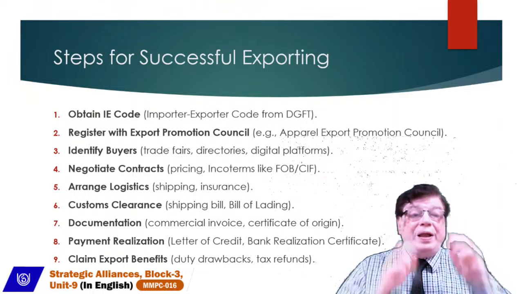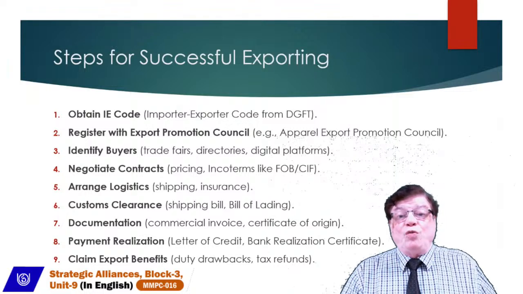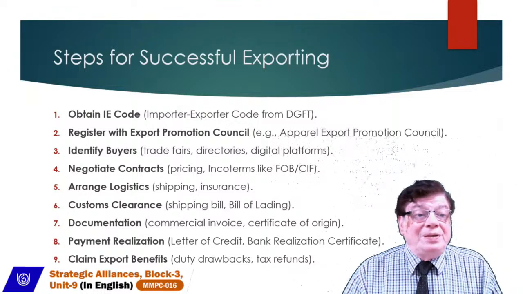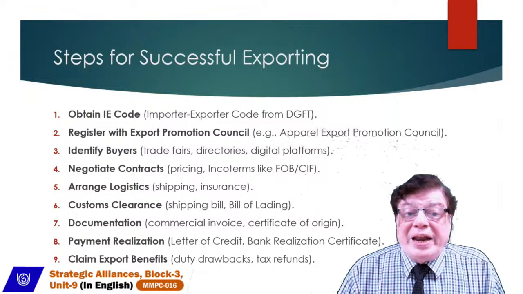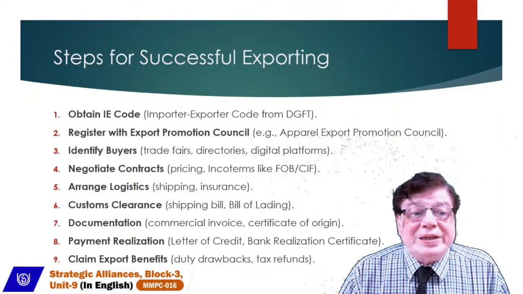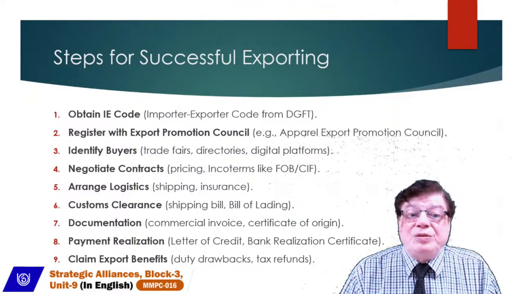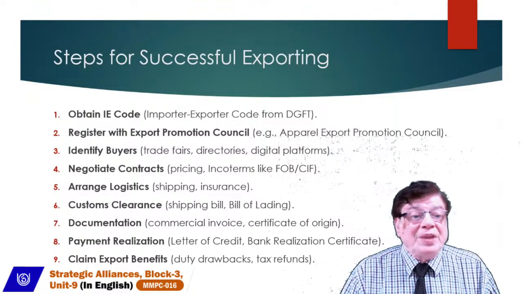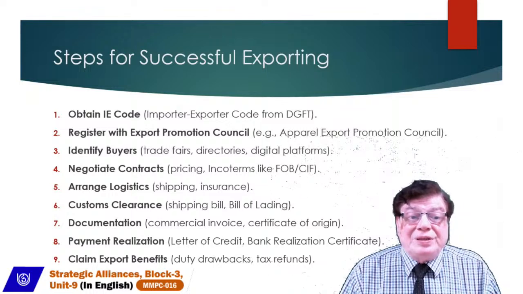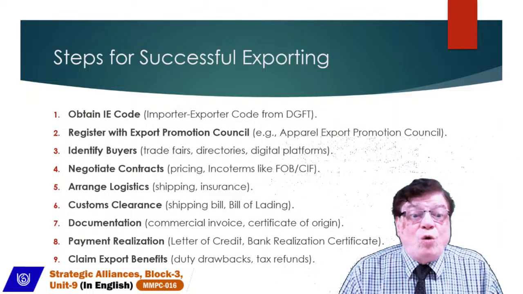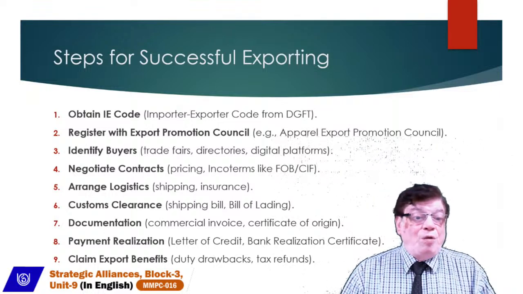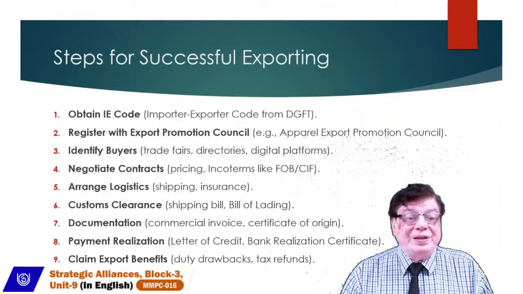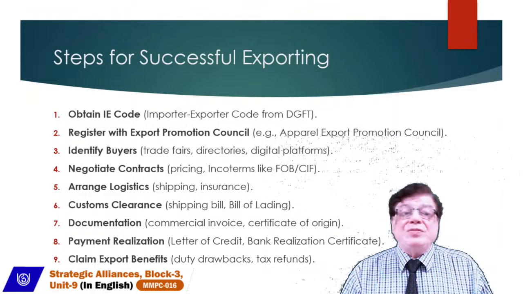The first step is to obtain the import-export code from DGFT, then register with the Export Promotion Council. Then identify buyers through trade fairs, directories, digital platforms like Google, etc. Then negotiate contracts: you have to negotiate pricing in Incoterms like free on board or cost insurance freight. Arrange logistics, shipping, insurance, then customs clearance, shipping bill, bill of lading, then documentation, commercial invoice, certificate of origin, payment realization, letter of credit, bank realization, then claim export benefits. Every country gives export benefits also.